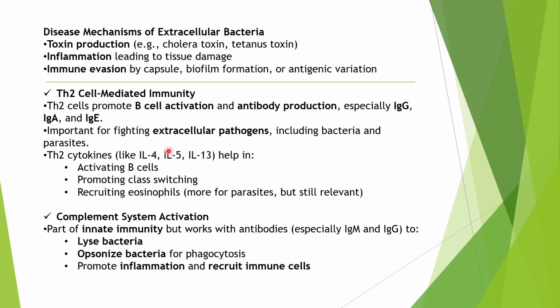In case of disease mechanism of the extracellular bacteria, toxin production is seen. For example, in case of cholera, tetanus, etc., we have the toxins, and inflammation is present in the body due to the toxins and the bacteria, leading to tissue damage because excessive pro-inflammatory cytokines are released, and then immune evasion by capsule formation or biofilm formation or antigenic variation.